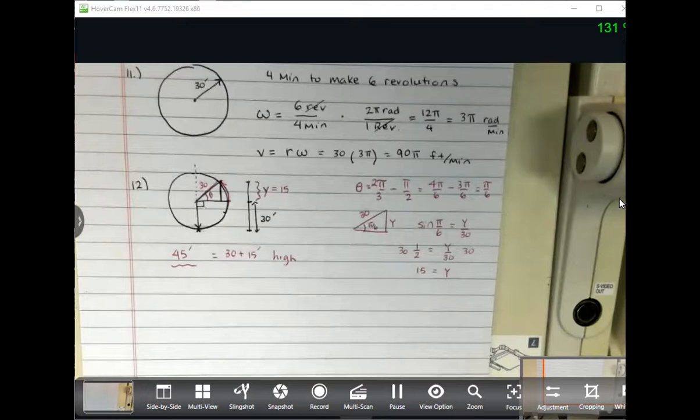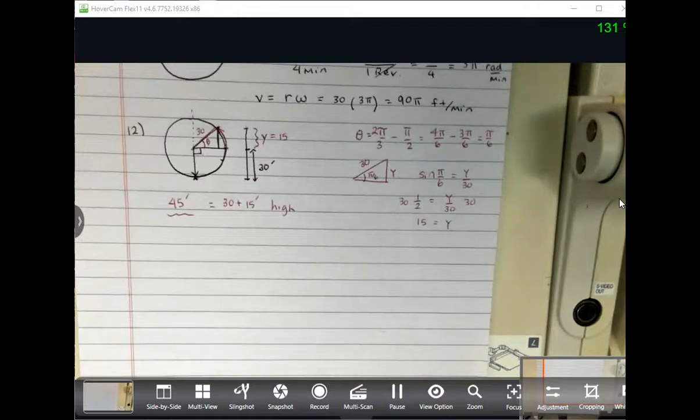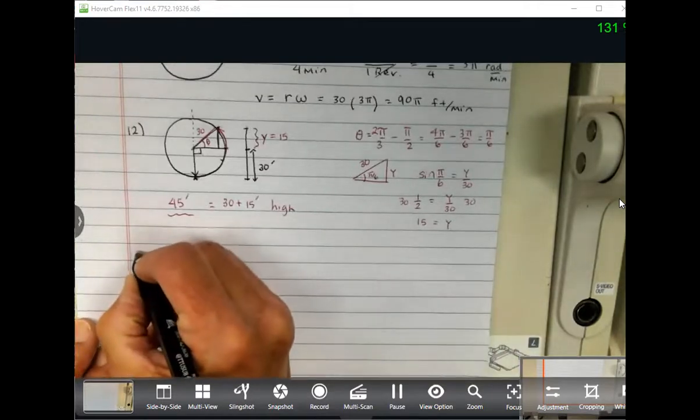What else would you like to see? There was one I want to work. I want to work number 6 and 7. Number 6 and 7 I want to work. Now you might have different numbers, so just bear with me. I'm just going to use the numbers that are on this test.